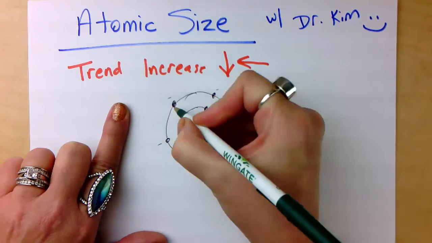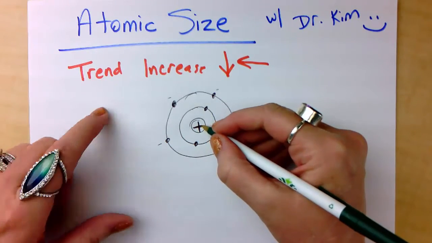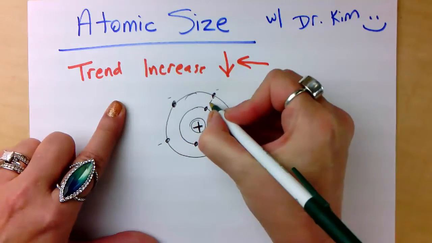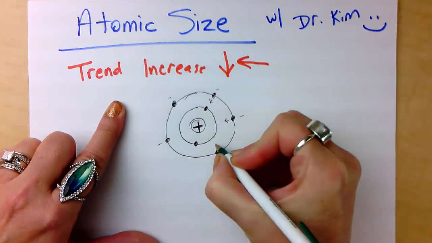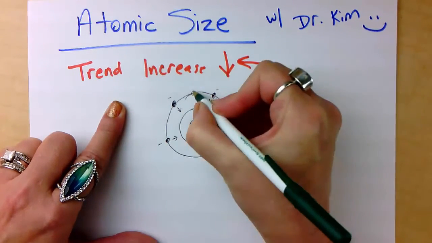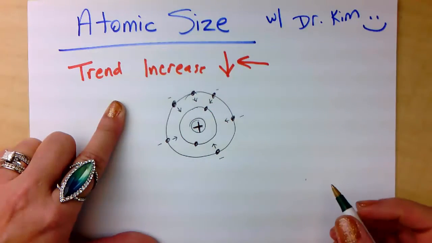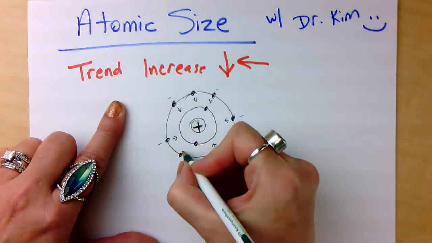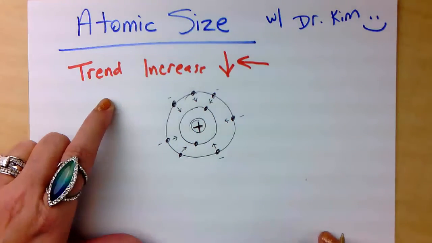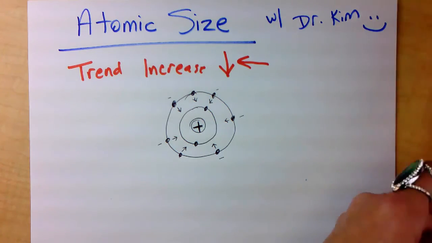So when I put more protons that are positive here in the middle in the nucleus, and I have more electrons out here, that positive charge is greater. So it's actually going to pull in a little bit. Each time I add a new electron, it's going to pull in a little bit more. And thus we're actually getting a little bit smaller as we add those electrons on the same level.